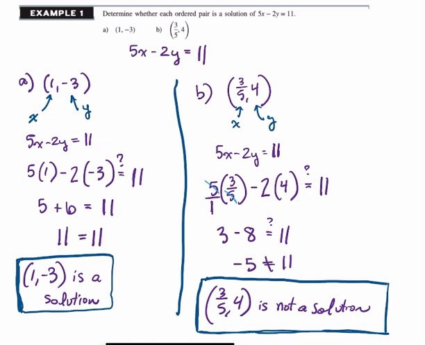So again, if you're asked to determine if a point or an ordered pair is a solution, just plug in the x and y values and simplify everything and see if you get something that makes sense. If you get a number equals itself, that means it's true. Or something like this, negative 5 equals 11, definitely not true, so the point would not be a solution.